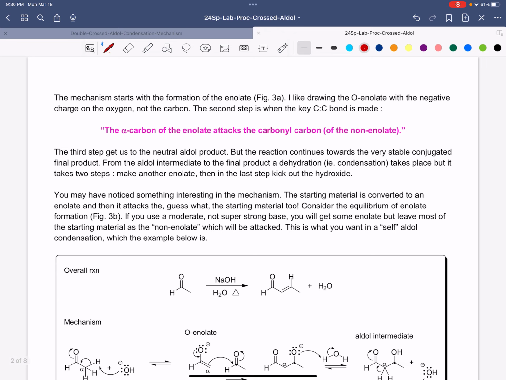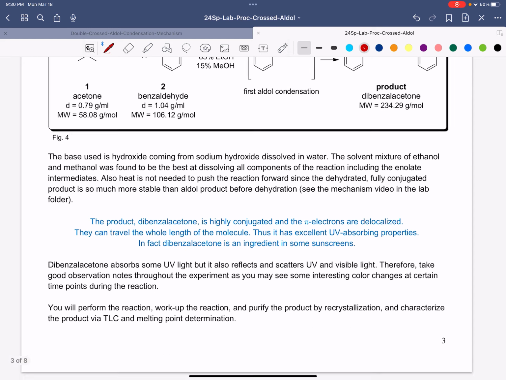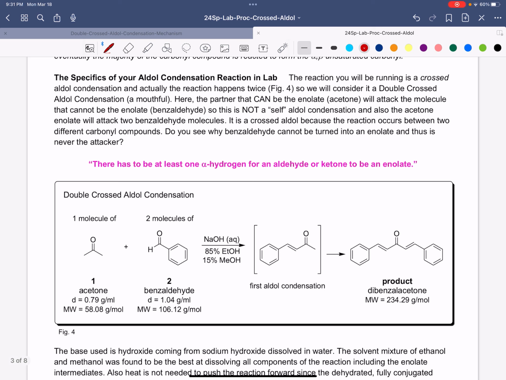avoid silly errors. And so one of them is enolate. This one right here. Page 3 of your lab procedure. There has to be at least one alpha hydrogen for an aldehyde or ketone to be an enolate. And in the mechanism I mentioned, right, that this molecule benzaldehyde cannot be an enolate because you can't deprotonate the alpha carbon. There is no hydrogen here. You have to deprotonate acetone, one of these two alpha carbons, and remove one of the protons. So I call this molecule here enolizable, and this molecule not enolizable. Okay, and what's important about having the enolate? That's the attacker in your mechanism.